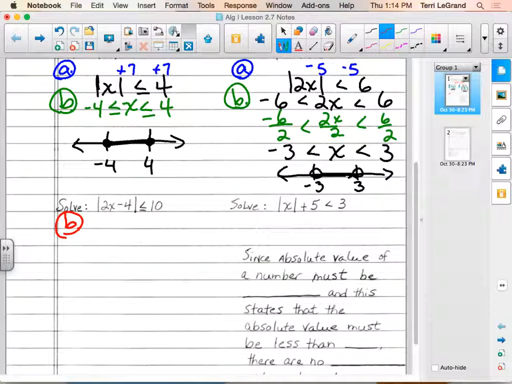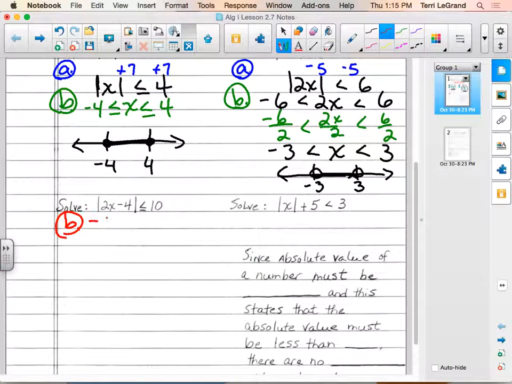Ian? More or equal to? More than 10? 10 or more? 10 or equal to. That's the equal to part. 10 or less. It says is less than or equal to 10. So 2x minus 4 has to have a distance of 10 or less. Where are those numbers that have a distance of 10 or less? Where are they on the number line, Ricky? Everything in between 10, including 10, and -10. Okay, so everything between -10 and 10 inclusive. That's a short way to say that, right?